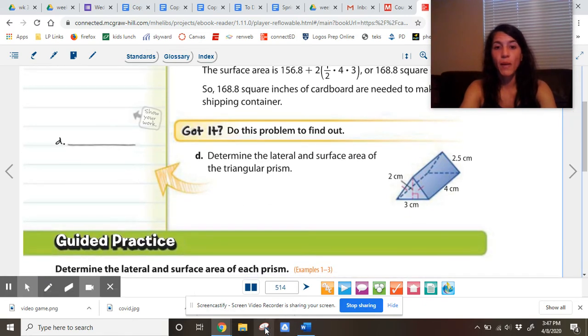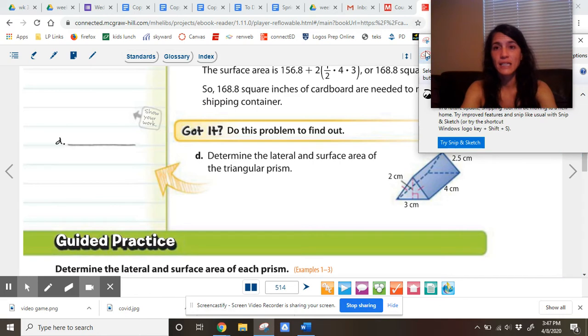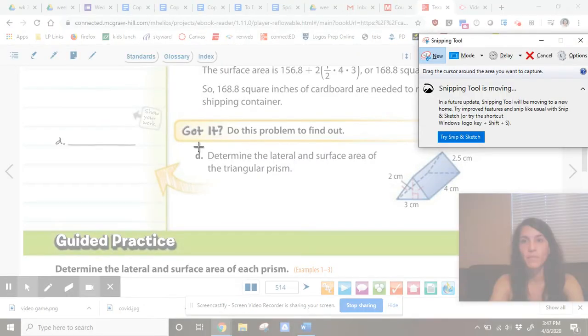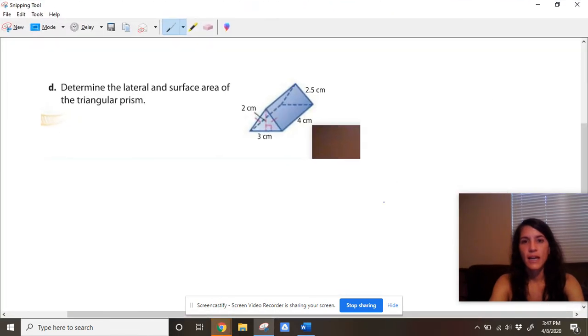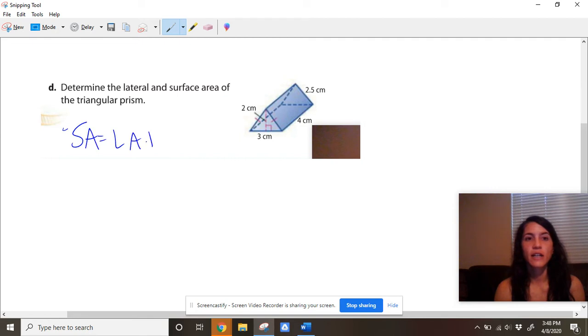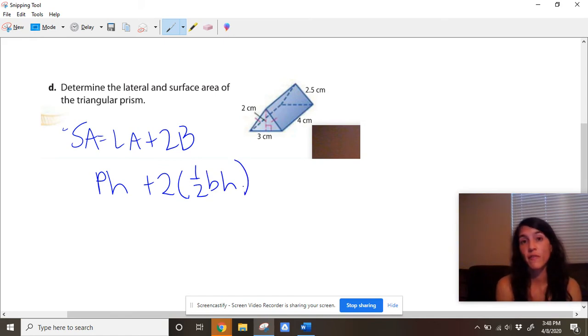So here is another problem that we're going to do. D, I want to do this. Just ignore that little square right there. Determine the lateral area and surface area of the triangular prism. So again, the surface area is the lateral area plus 2 of the bases. And the lateral area is made up of the perimeter times the height. And then the bases are triangles, so we do 1/2 BH.